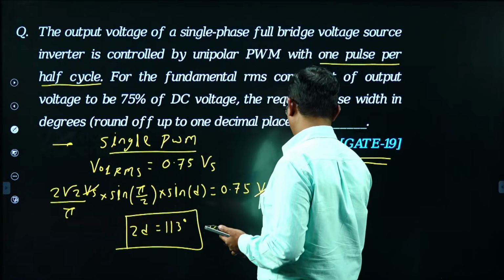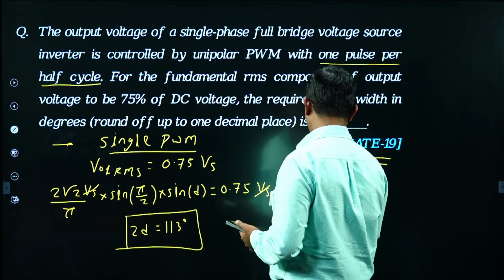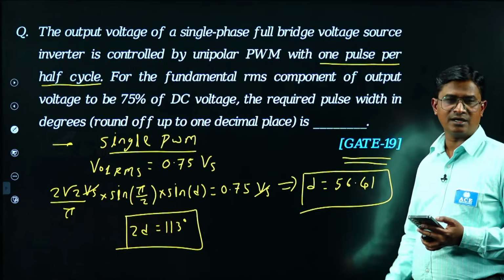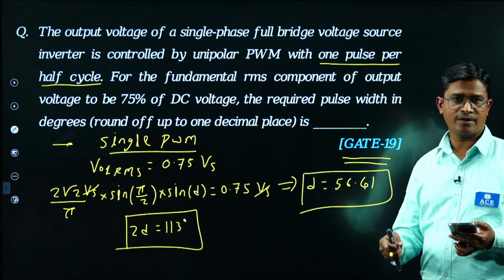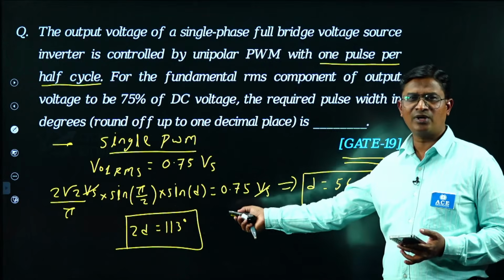From this you will get d, 56.41, and from d you can find the pulse width. In single PWM we are representing the pulse width with 2d. Alright, pulse width with 2d. Yeah, check, simple, hardly in 2 lines we can get the answer.